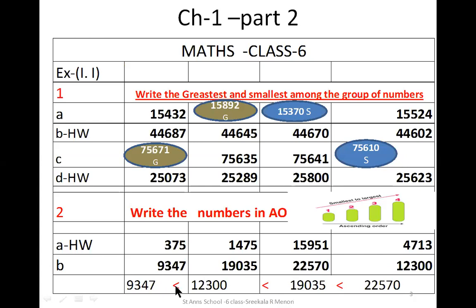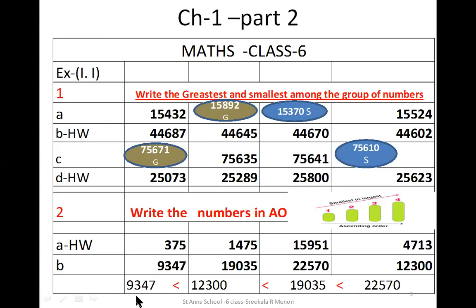Hence, we can arrange it as 9,347 is smaller than 12,300 is smaller than 19,035 is smaller than 22,570. What is the meaning of this, my children? 22,570 is the bigger number and 9,347 is the smaller number.